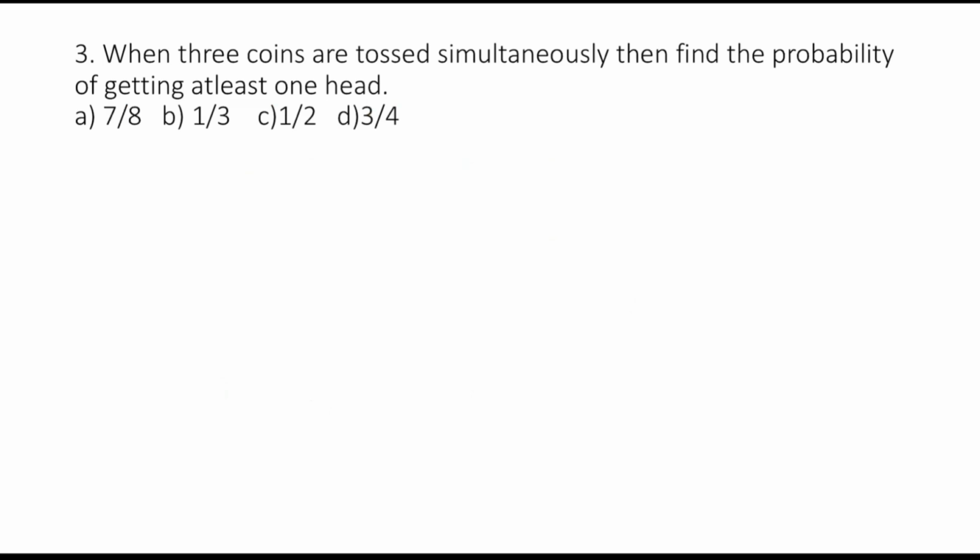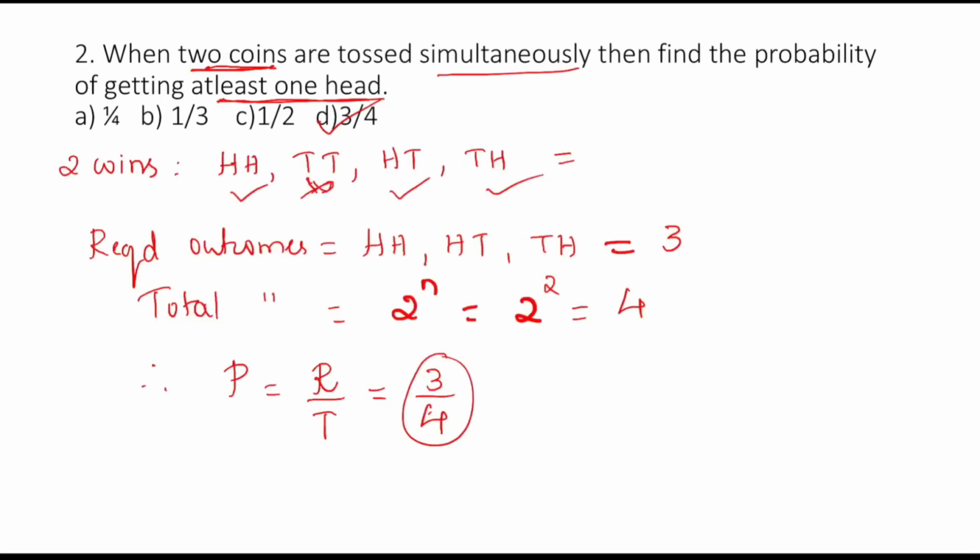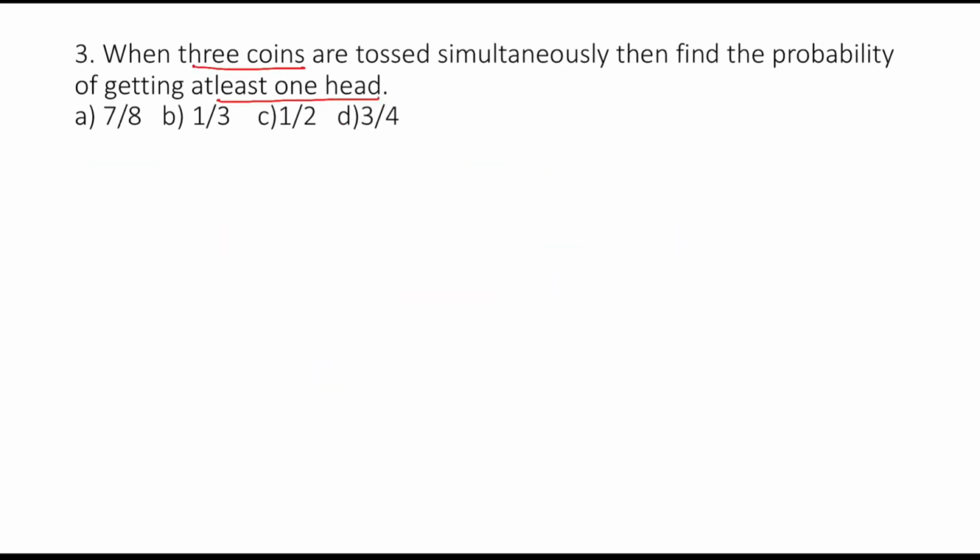Next problem. When three coins are tossed simultaneously, find the probability of getting at least one head. In the previous problem two coins were tossed and they were asking at least one head. Now three coins are tossed and they are asking at least one head.